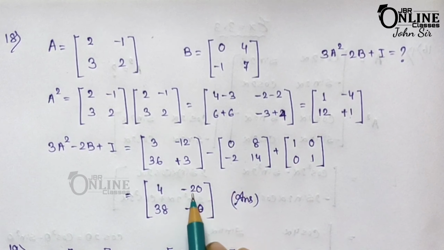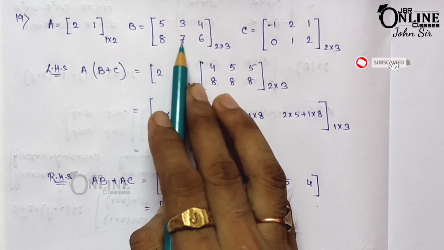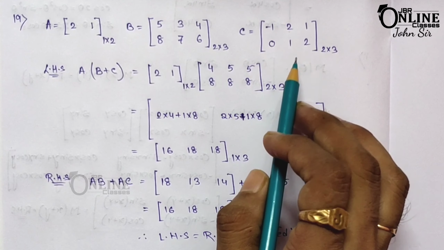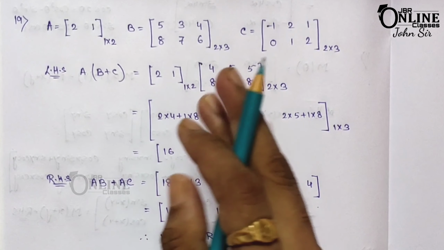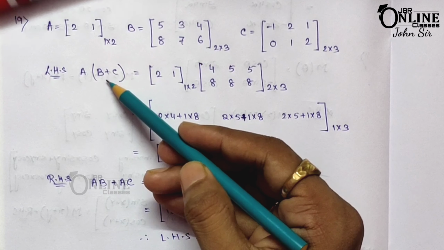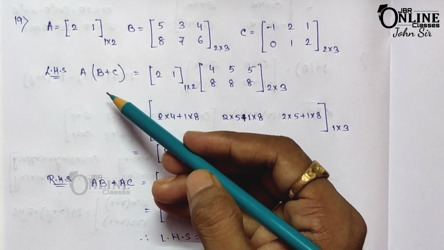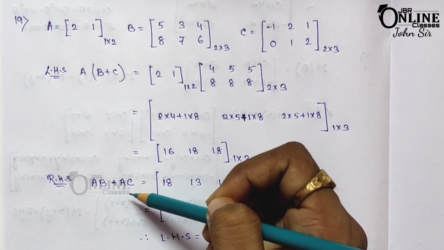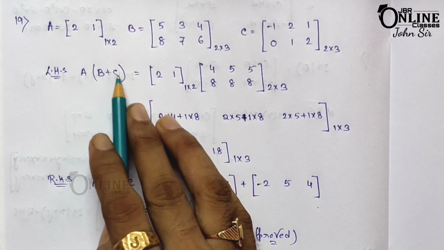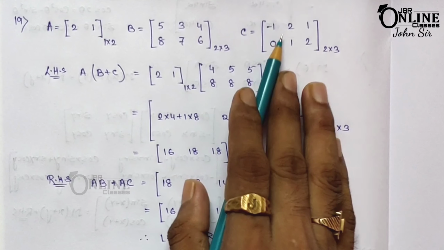Now next, sum number 19. Here A equal to 2 1, B equal to 5 3 4 8 7 6, C equal to minus 1 2 1 0 1 2. So first here you have to write down the order of the matrix, that is 1 cross 2, 2 cross 3, and here 2 cross 3. Now you have to prove that here the left hand side you have A into B plus C, and in the right hand side you have AB plus AC. So first you have to find out the value of A into B plus C. That means first you have to add the matrix B and C.